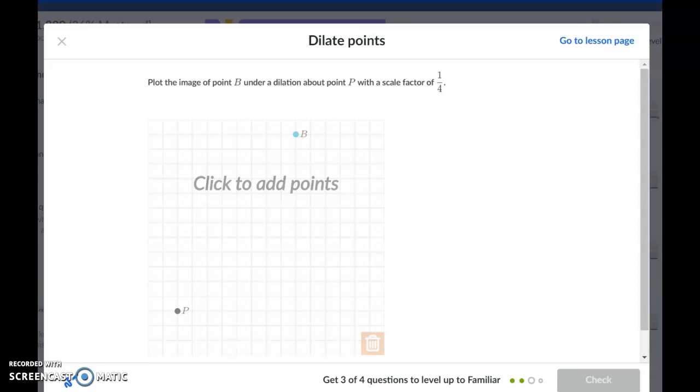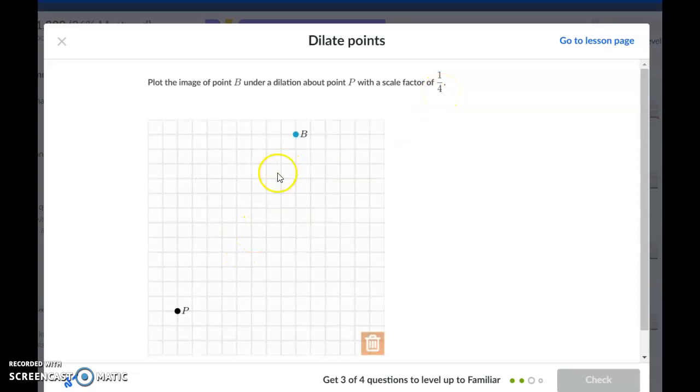Alright, I'm going to make a video about dilation. This is for quiz 5 in Khan Academy. So I'm going to start with the dilate point. It says plot the image of point B under a dilation about point P with a scale factor of 1/4.